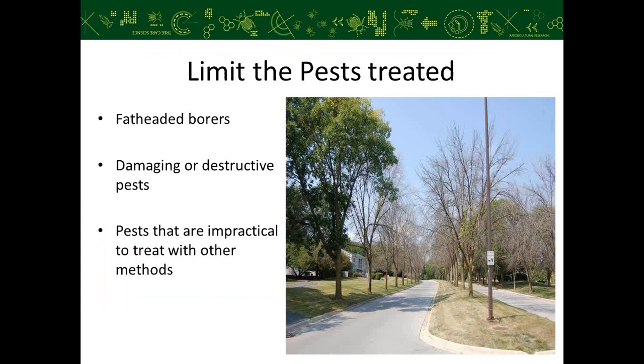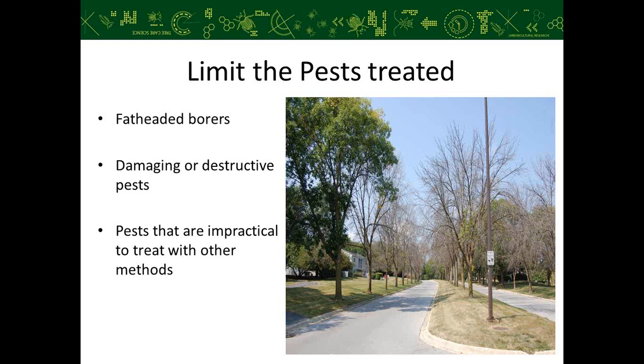Limit the pests treated. We've already talked about the invasive species. This is a picture from Illinois. Basically, it's an ash graveyard except for some of the trees that were treated here in the foreground and in the background. You can see some of them. But really being judicious with the use of these products for the devastating pests. For wood borers that are very challenging to treat with contact insecticides, especially on the infested trees where the larvae are internal to the tree.